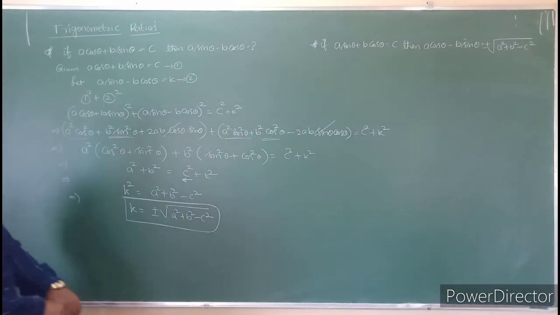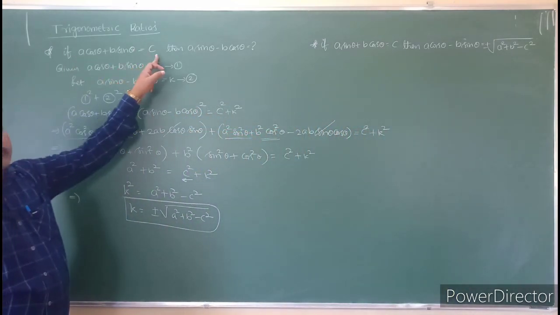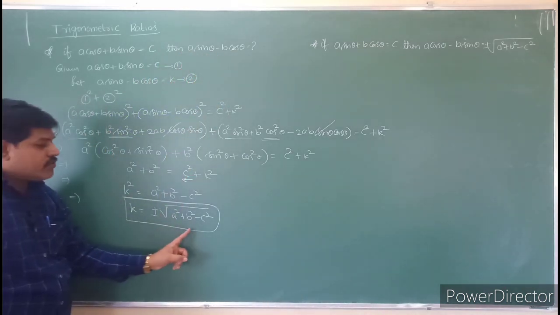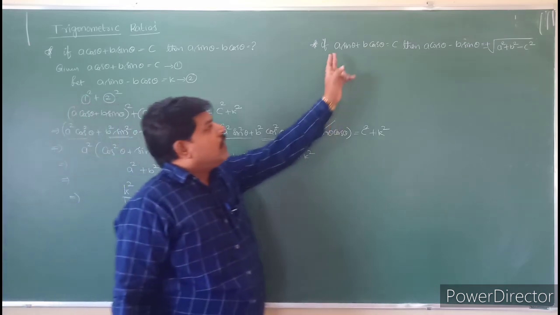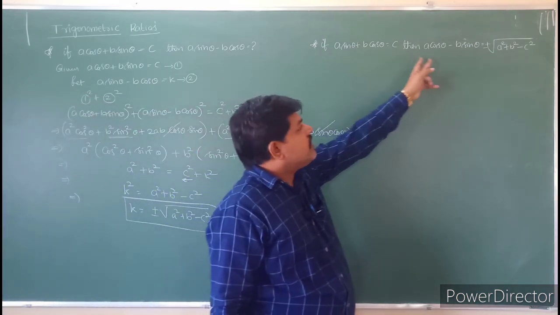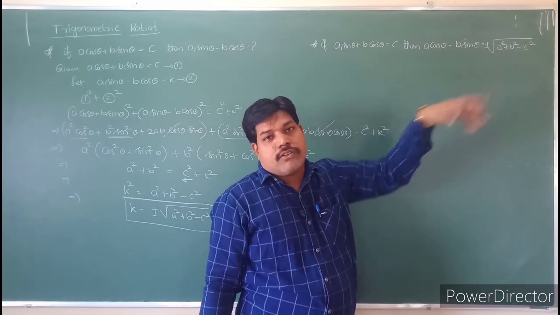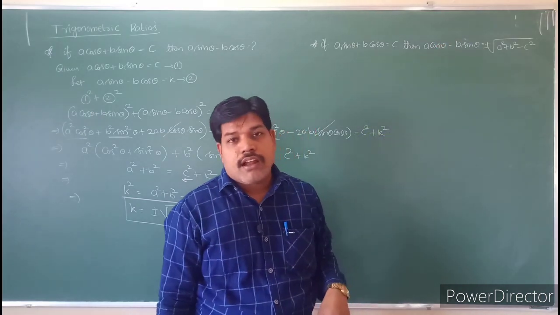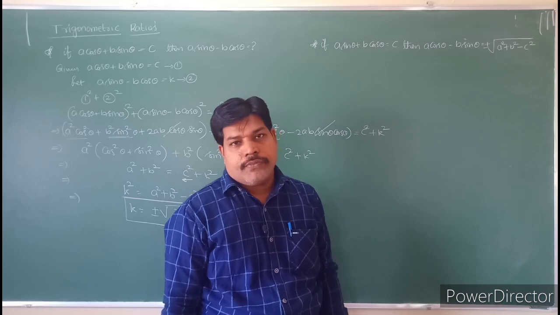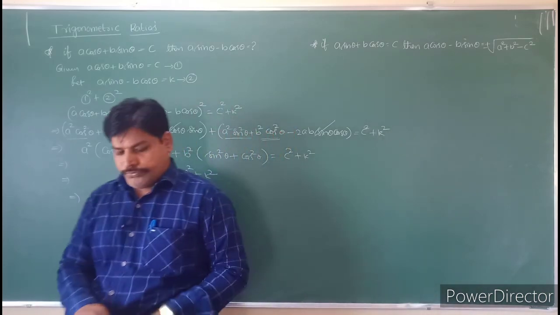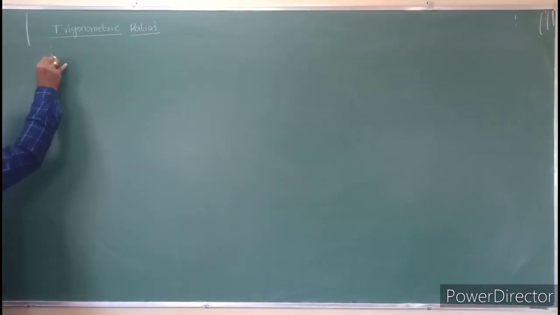Are you understanding that? A cos theta plus B sin theta is equal to C. Then A sin theta minus B cos theta value is plus or minus square root of A square plus B square minus C square. Similarly, A sin theta plus B cos theta is equal to C. Then A cos theta minus B sin theta value is also the same, plus or minus square root of A square plus B square minus C square. All are understood, students? So see these two conditions. See the next one.